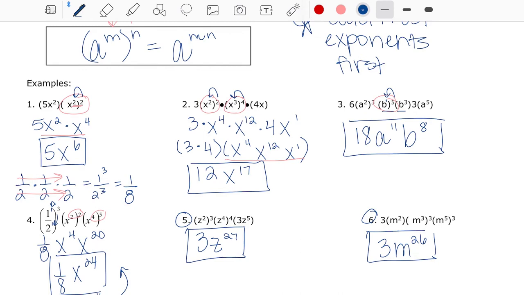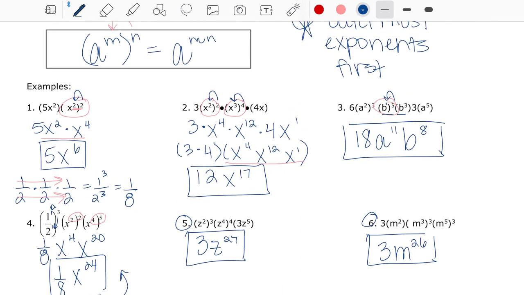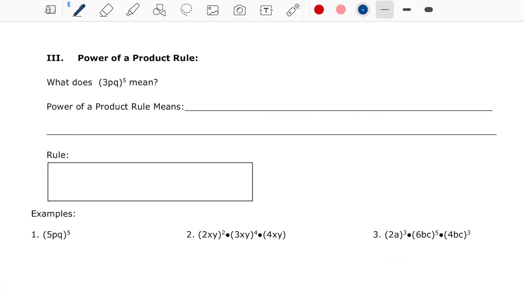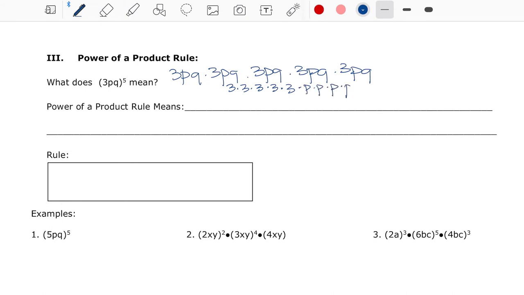All right, that brings us to the end of the first 2 rules. So now we're going to look at the power of a product rule. So we have 3pq all to the power of 5. And what that means is 3pq is multiplied by itself 5 times. Which I can rearrange. And really, I'm multiplying 3 by itself 5 times. So I'm just grouping like bases. P by itself 5 times. And then Q by itself.